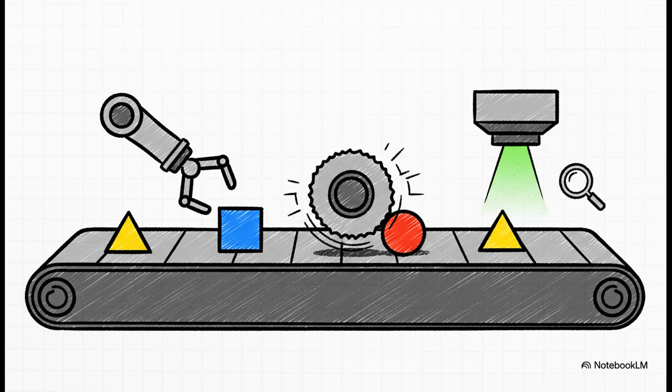Yep, sticking with our factory, each activity is like a specialized robot arm on the assembly line. You've got one robot that picks up the data, another one that cleans it, maybe a third one that sorts it. Each one has one job, and it does it perfectly.